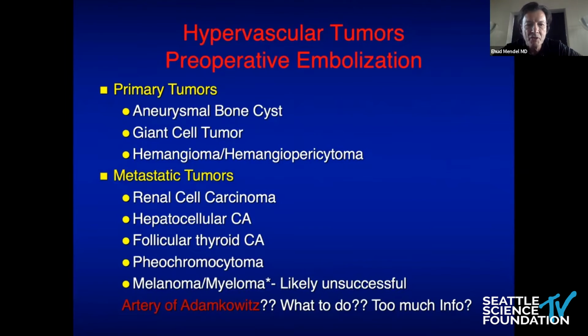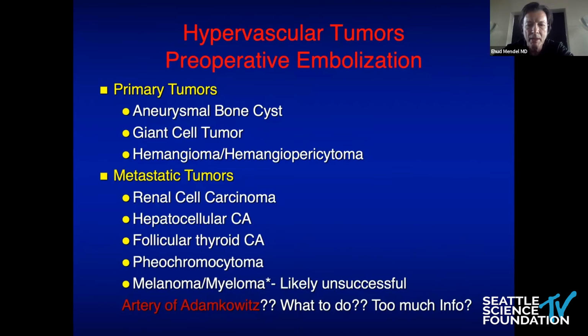So one of the advantages of knowing what you're operating on is knowing what type of tumor that is. And these are the vascular tumors that need preoperative embolization. As you all know, the renal cell, the hepatocellular carcinomas, the follicular thyroid, the pheochromocytomas, these are all very vascular tumors that require preoperative embolization.